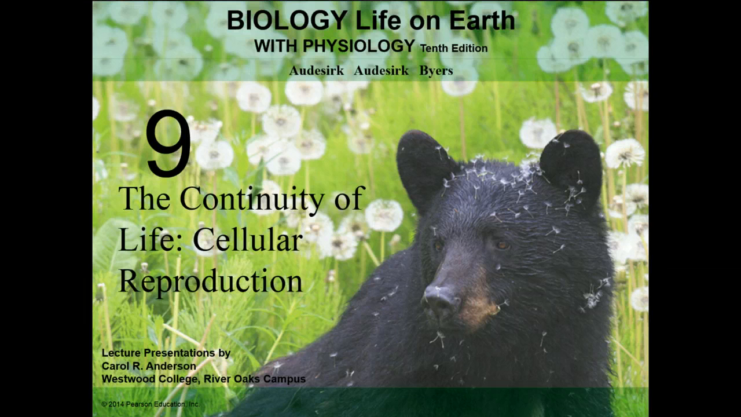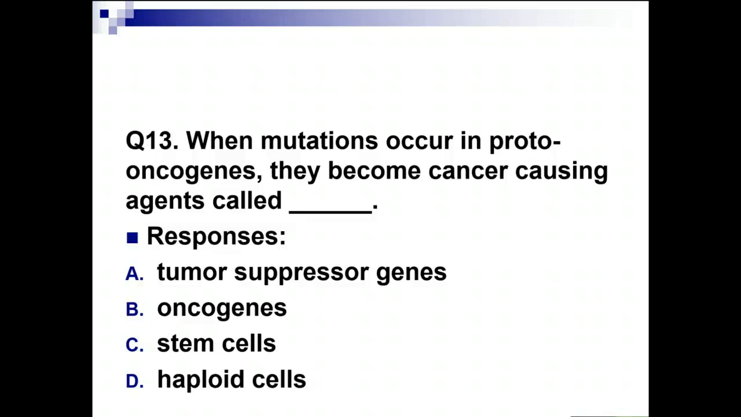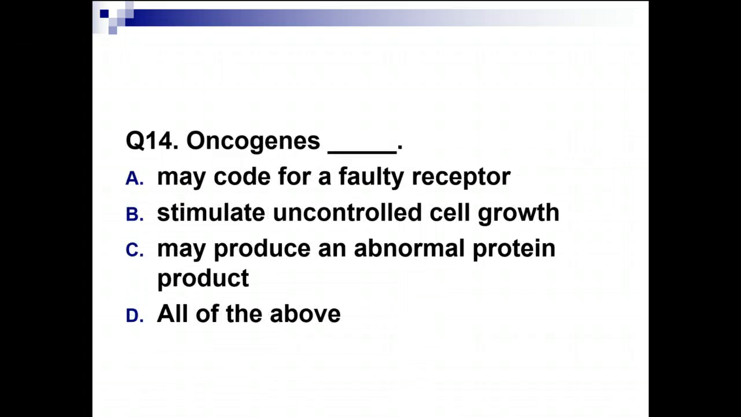In the following slides, you will see some review questions based on the previous narrated PowerPoint lecture. Please record the letter for the correct answer for the next set of questions. Question 13. When mutations occur in proto-oncogenes, they become cancer-causing agents called. Choose the correct answer. Oncogenes, fill in the blank. Choose the correct answer. This is question 14.